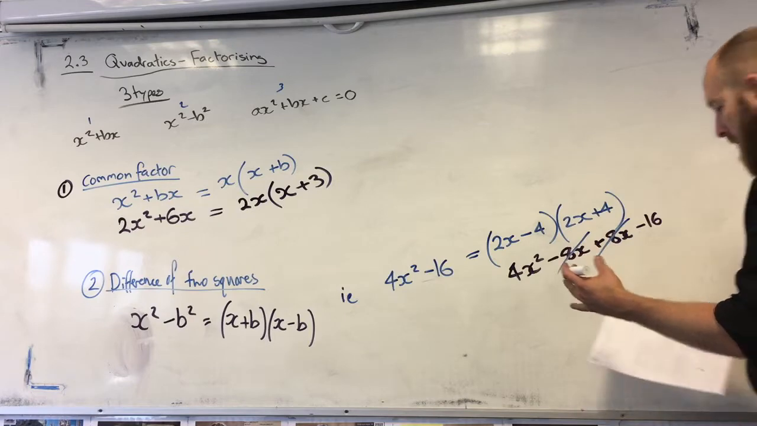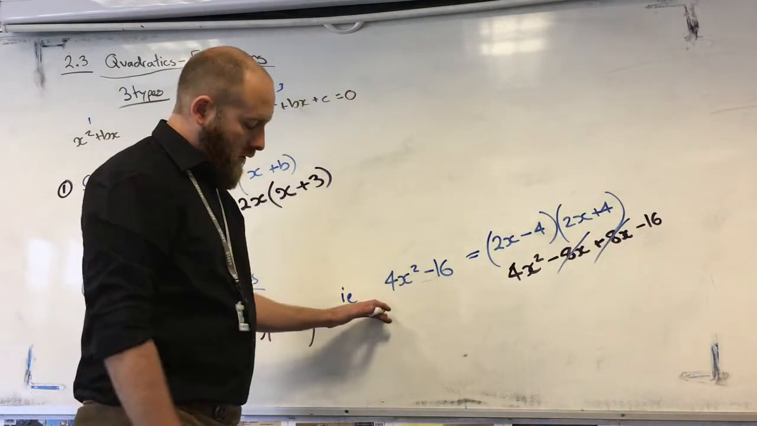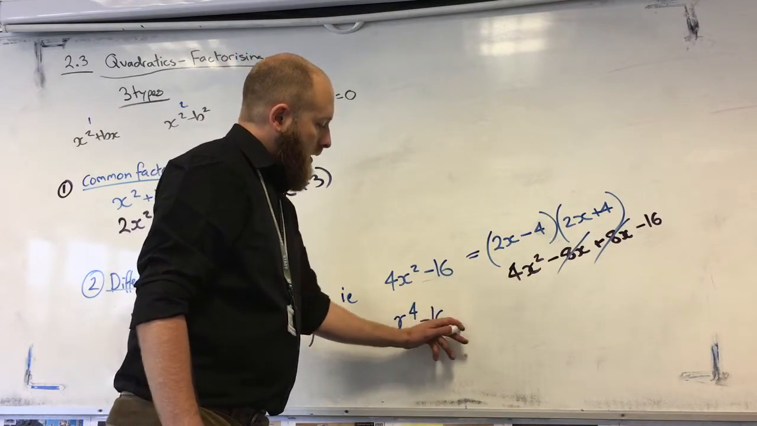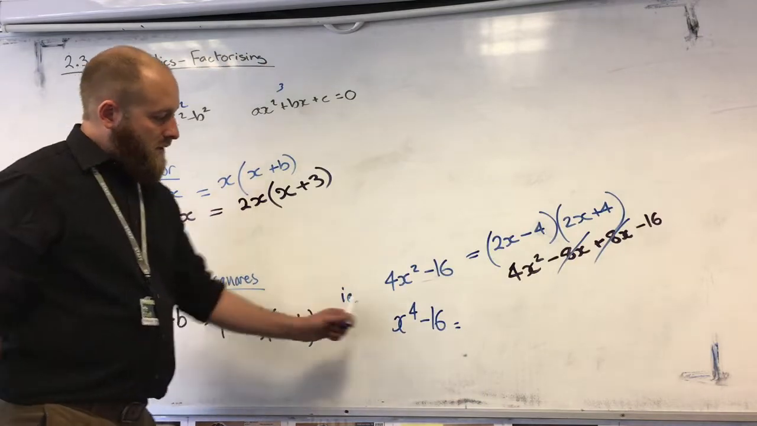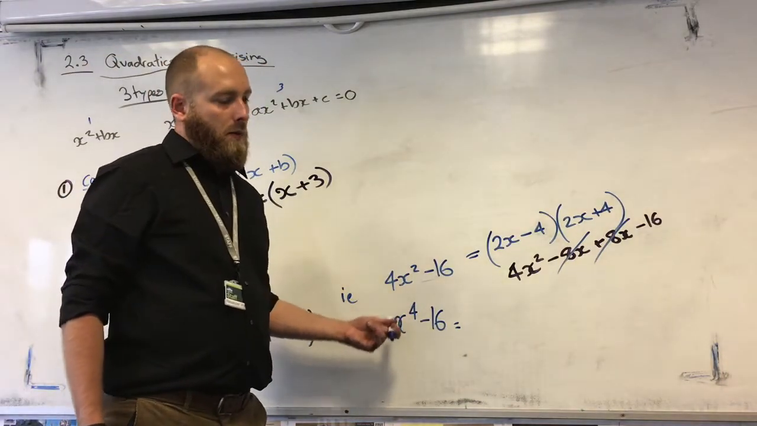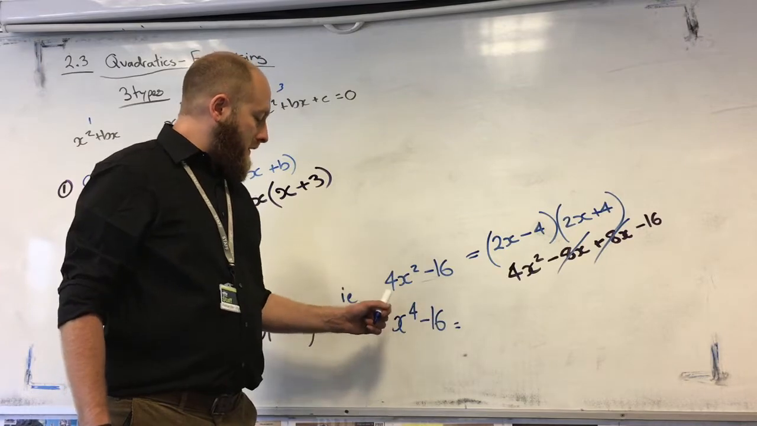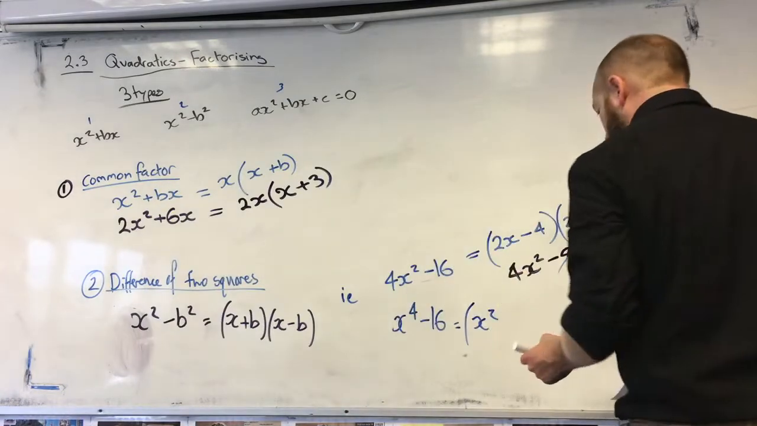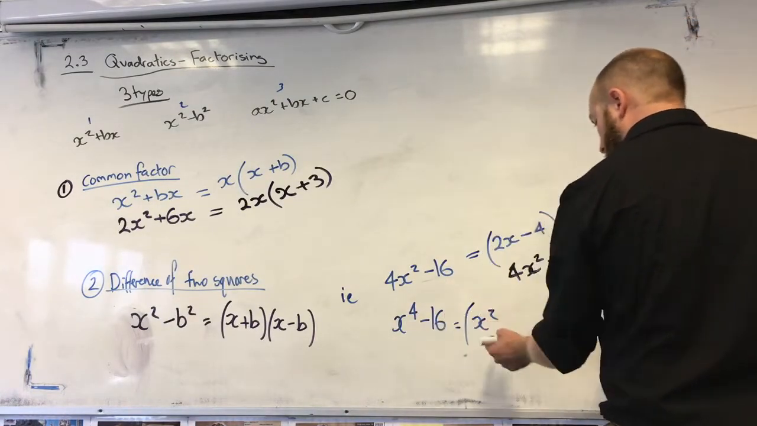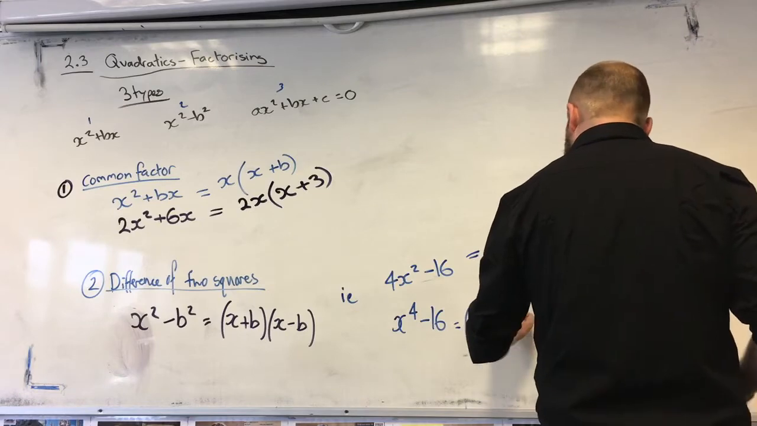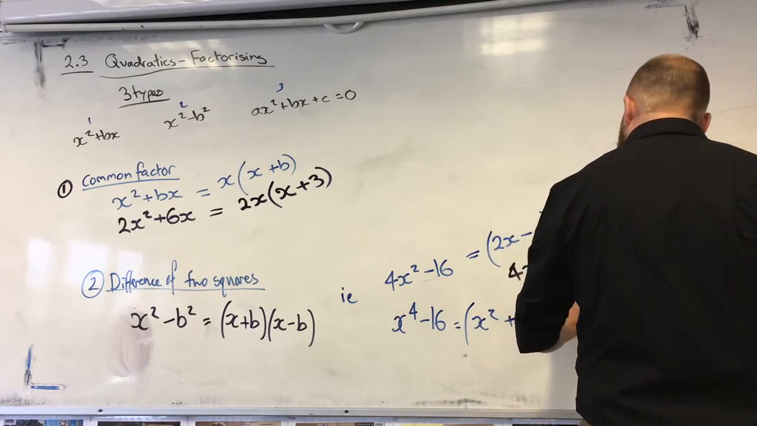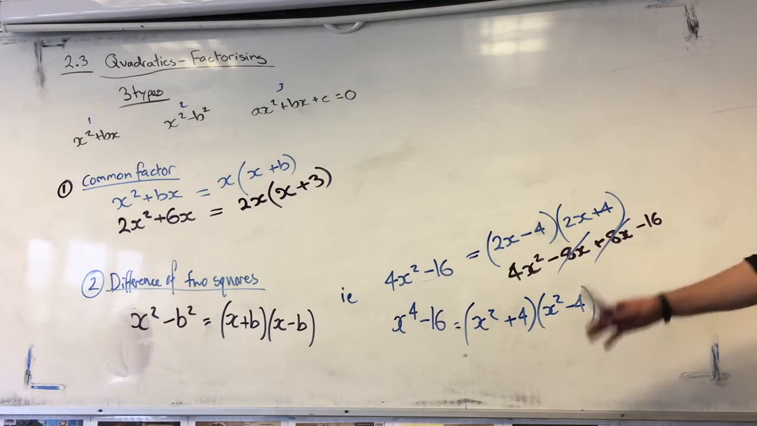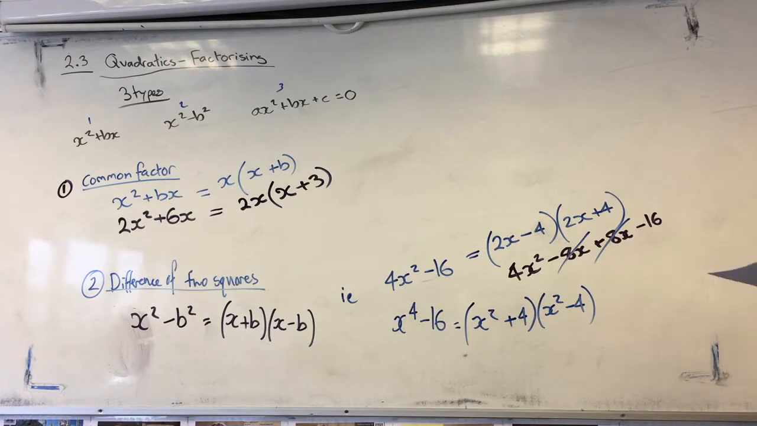One more example: this also works when you've got numbers to the power of 4. So you could have x to the 4 minus 16. Both of those are square numbers, but they're also to the power 4. So you could have x squared, if you square root that one, and 16 square rooted is 4, so x squared plus 4, x squared minus 4. Then we can go on further and split that up because that's still a difference of two squares, but I'll leave that for you to mess around with.